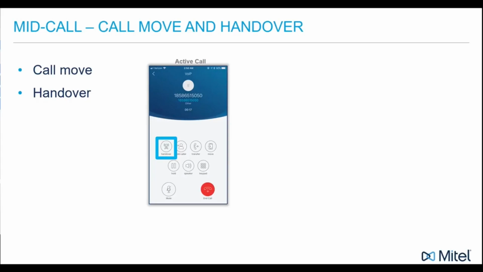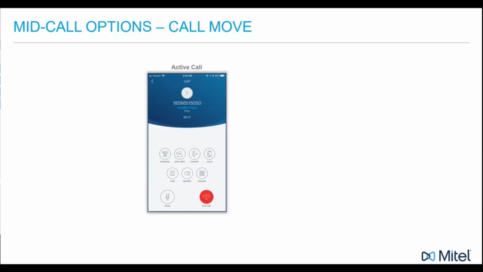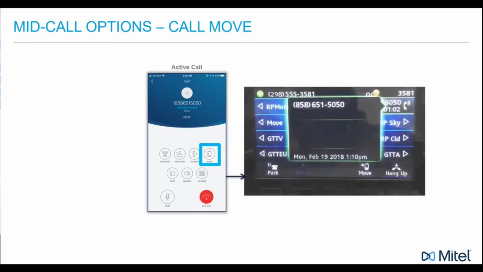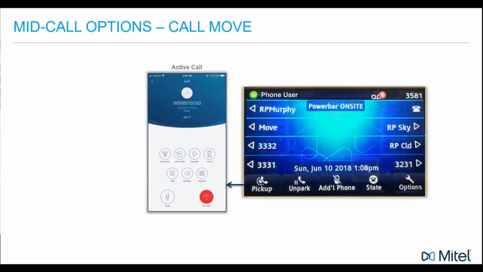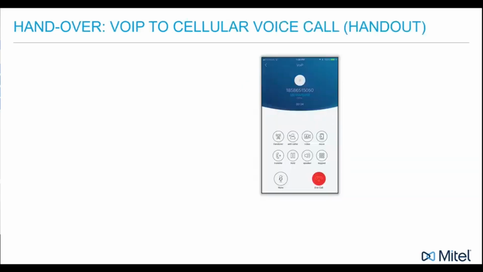Automatic handover is possible, but you must enable that in the settings. In this example, pressing the call move button causes your desk phone to ring. Once you answer the call on your desk phone, the call is disconnected from your mobile client and you can continue your conversation on your desk phone. While talking on your desk phone, you can press the move button to move your call back to your client. Once you answer your call on your mobile device, the call would be disconnected from your desk phone.